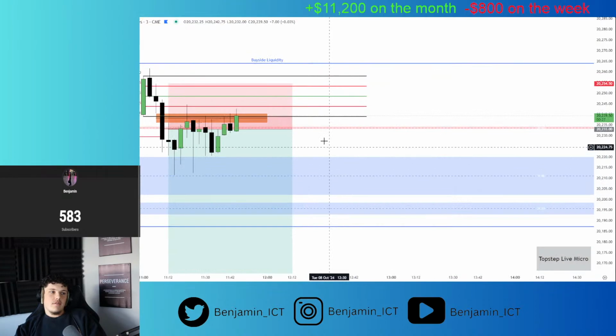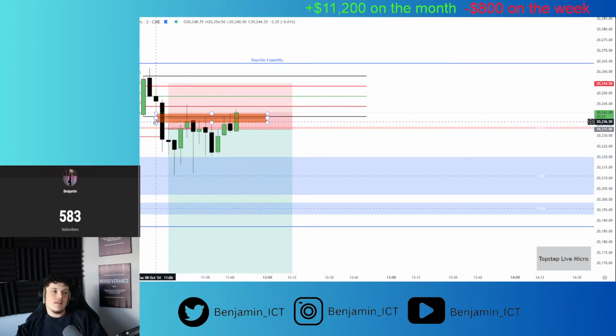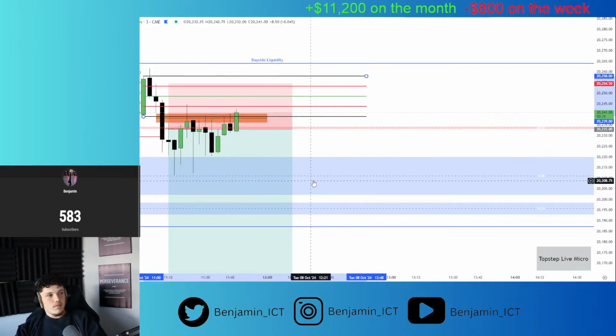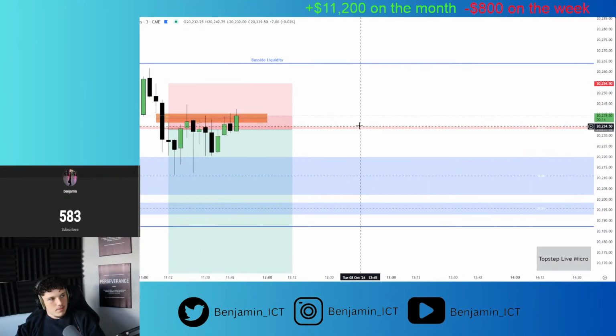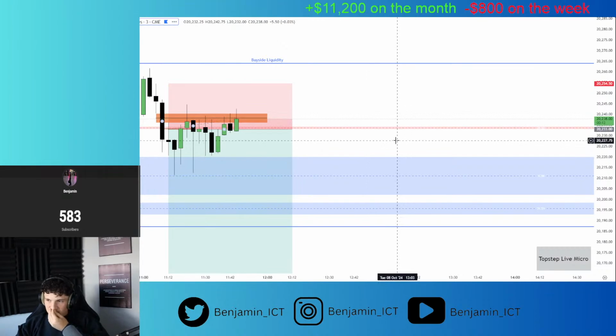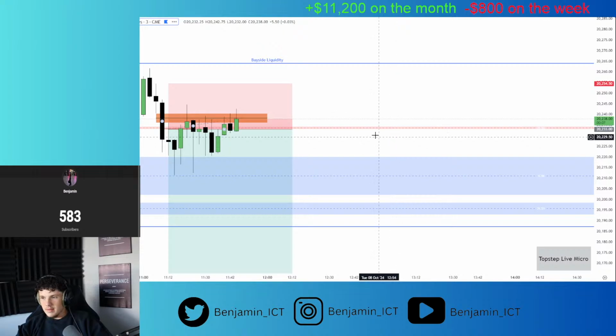$30 seconds till the new 3-minute. Let's see if we respect this SIBI. Doesn't look like it will right now. Let me get rid of this makeup. I want NQ to go lower so bad, but on the other side it looks like a classic bullish pattern.